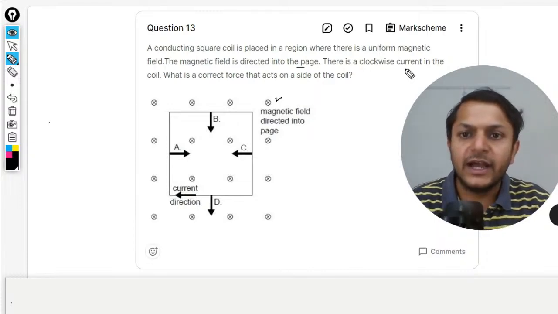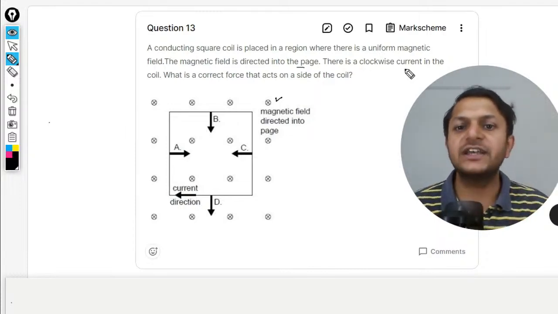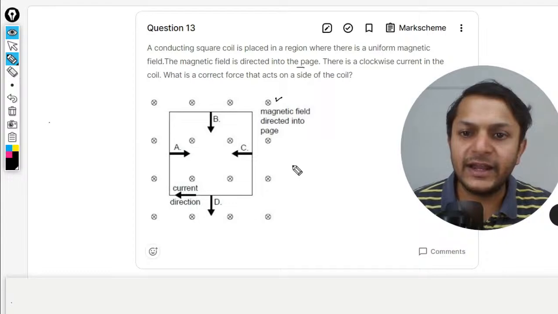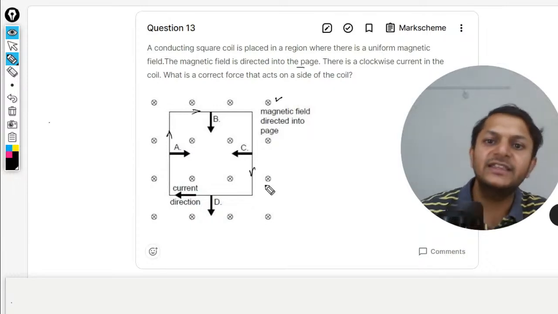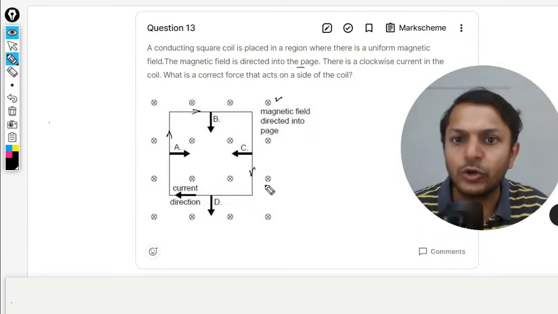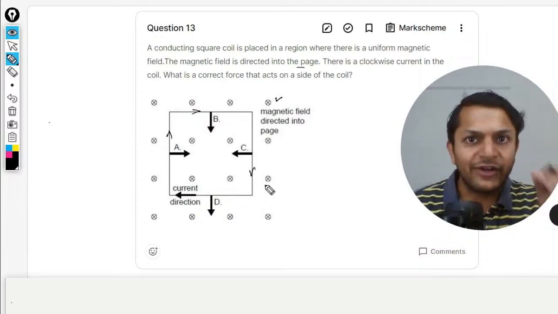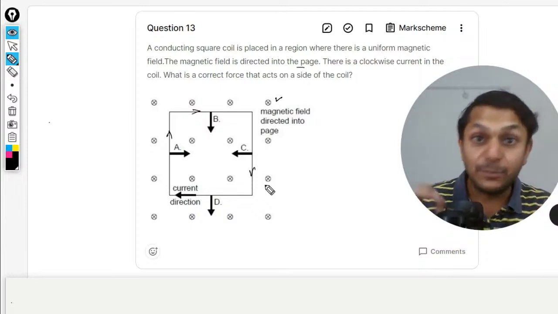Sorry for that. Yeah, so A, B, C, D are the forces that are acting on the wire, and the current is moving in the clockwise direction like this. So we want to find the direction of the force. As I have already told you, I am using right hand palm rule type 2 for this.